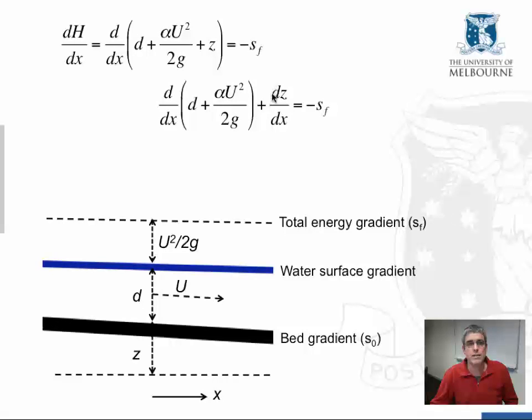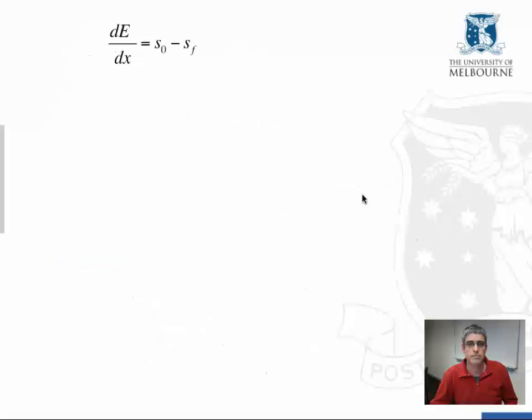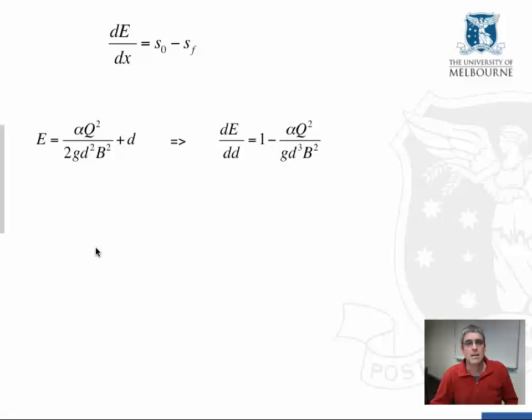And we can move the z outside of the differential, dz/dx, and we know that dz/dx is equal to the bed gradient, so we can rewrite this as: the gradient in the specific energy equals the bed gradient minus the energy gradient. If we take that expression and we know the formula for the specific energy in an open channel, and we differentiate that with respect to depth, we get this expression.